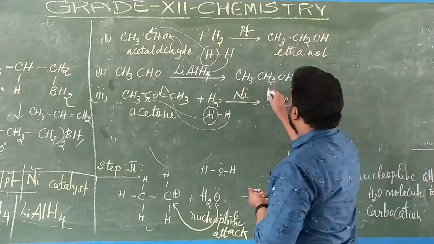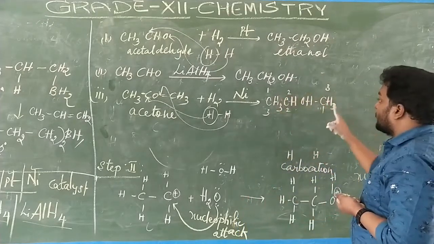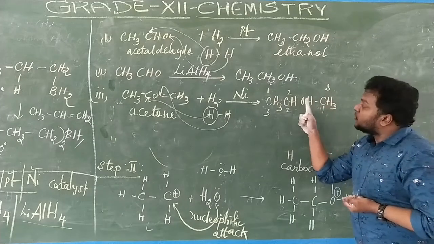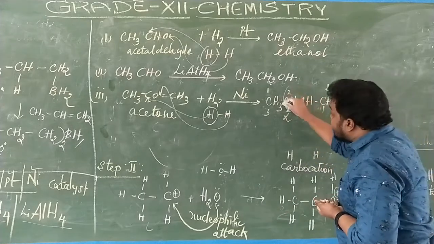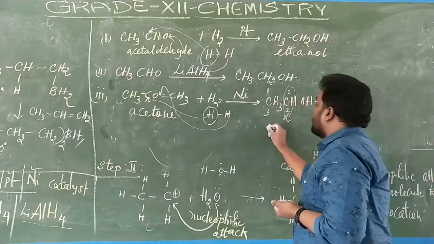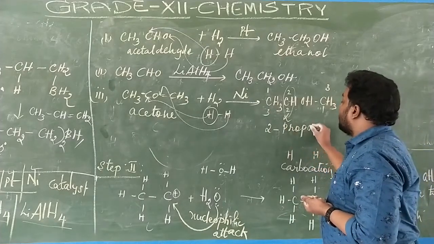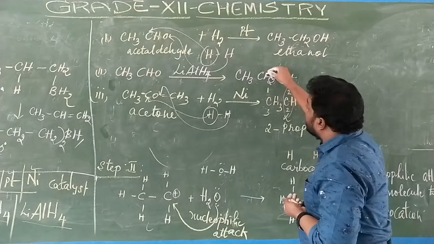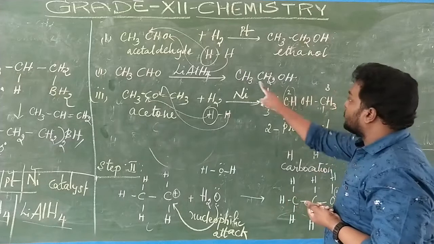This is called 2-propanol. I am numbering the carbons from left to right and right to left, and the functional group carbon should get the least number, therefore it is 2. How many carbons are there? Three carbons. So it is propane, and the functional group is alcohol, so -ol: 2-propanol. In ethanol there are 2 carbons, here there are 3 carbons.